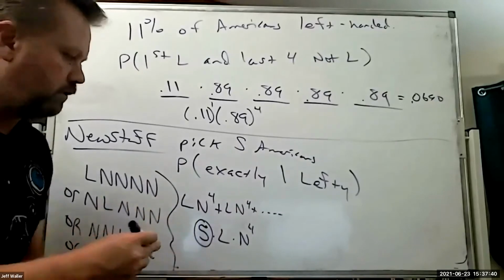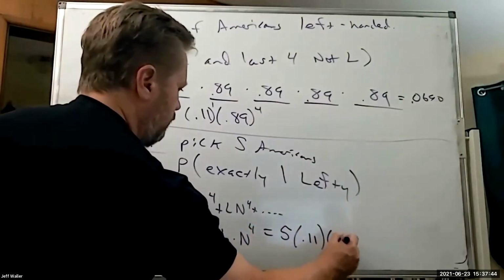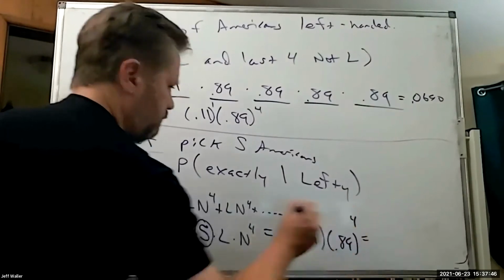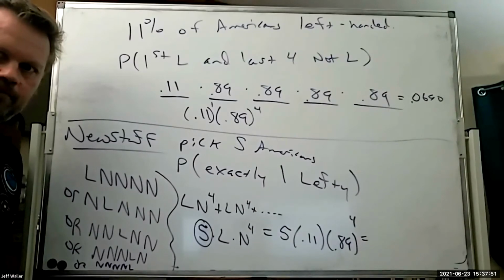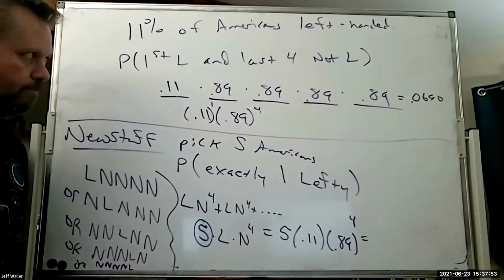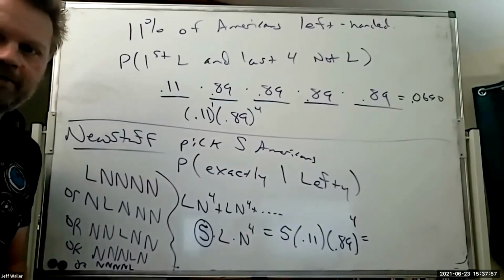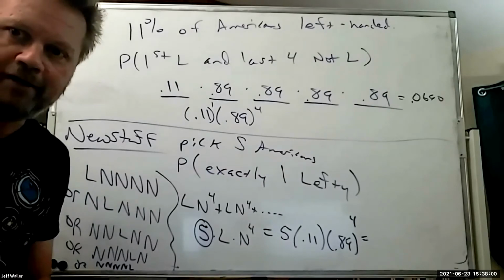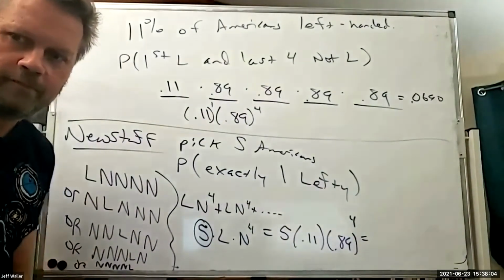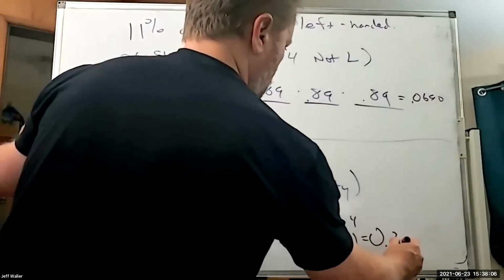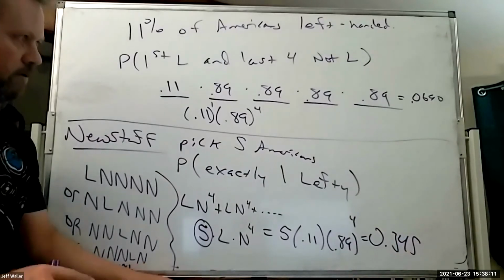So now, just to do this real quick, could I put this in my calculator? 5 times 0.11 times 0.89 to the fourth. Yes, we can do that now. I think you get 0.345, right? Yeah. Yep. Perfectly. Little fringe benefit.